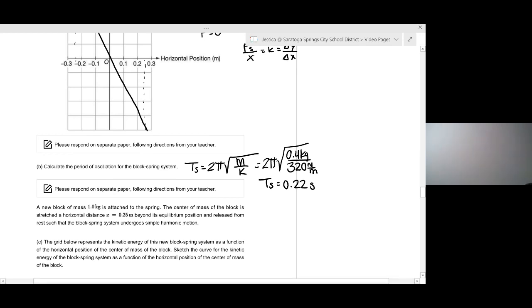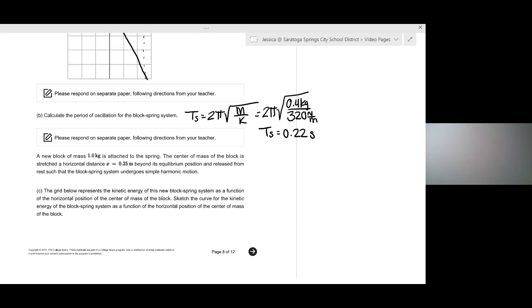Okay. So a new block of mass 1 kilogram is attached to the spring. The center of mass of the block is stretched to a horizontal distance of 0.25 meters. So same spring, but different mass. And released from rest such that the block-spring system undergoes simple harmonic motion. The grid below represents the kinetic energy of this new block-spring system as a function of the horizontal position of the mass. Sketch a curve for the kinetic energy of the block-spring system as a function of the horizontal position.